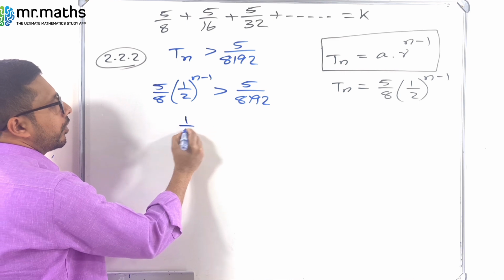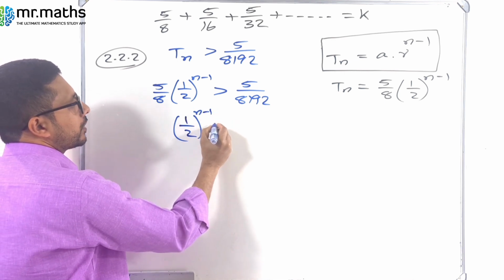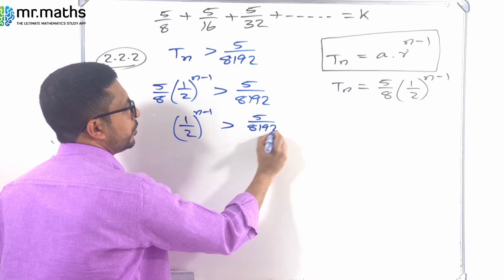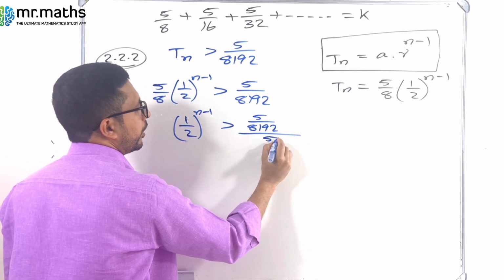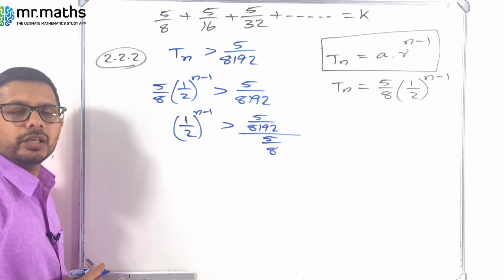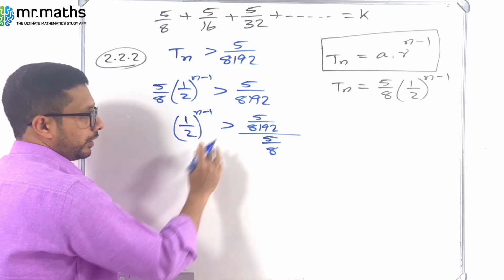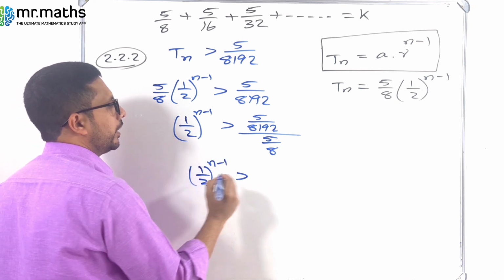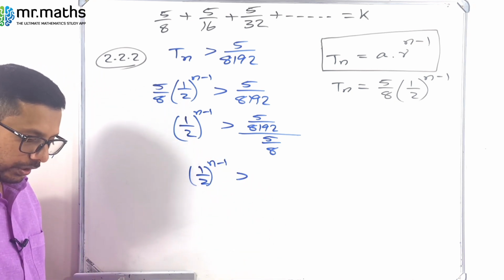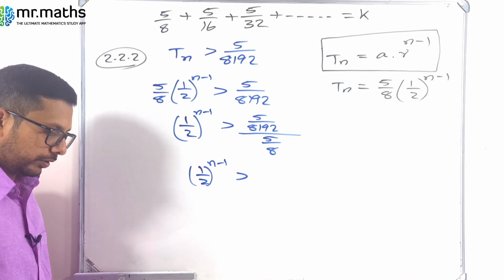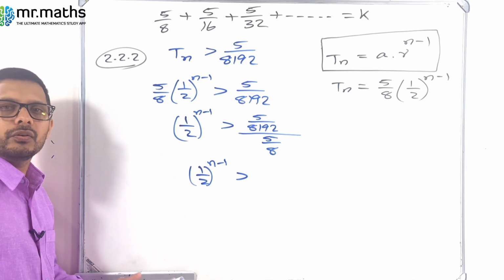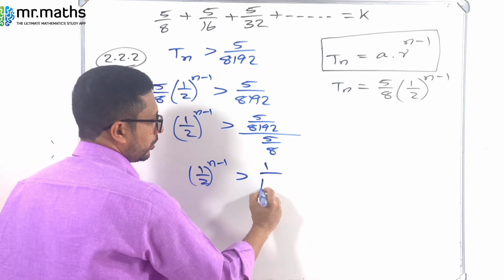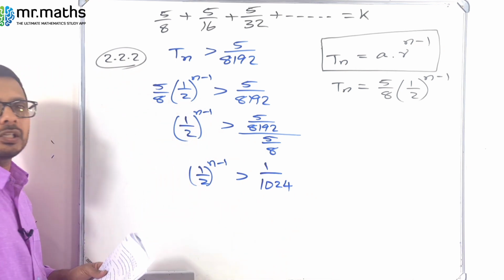So from here, 1 over 2 raised to n minus 1 is greater than 5 over 8192 divided by 5 over 8. Take your calculator, type exactly like this and tell me the answer. 1 over 2 raised to n minus 1 is greater than what? Check in your calculator. You have to pause the video and try to find it. In your calculator you will get 1024.